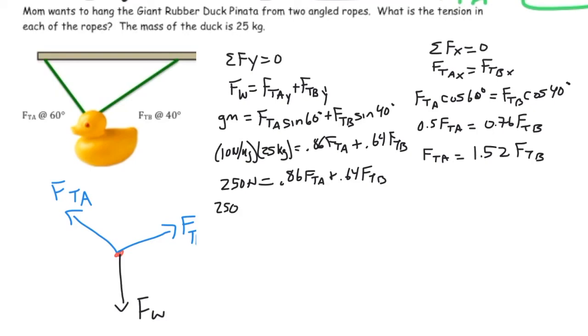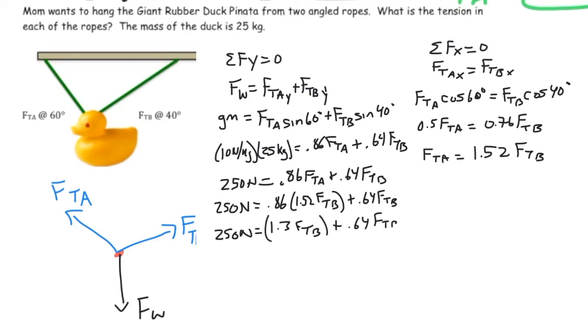I'm stuck again, but I can now use this and go back to the other side. I can say that 250 newtons in the y direction equals 86% of 1.52 FTB plus 64% of FTB. So 86% of 1.52 is 1.3. So I've got 1.3 FTBs plus 0.64 FTBs. Okay, so 250 newtons is equal to 1.94 FTBs. That means FTB by itself is 130 newtons.